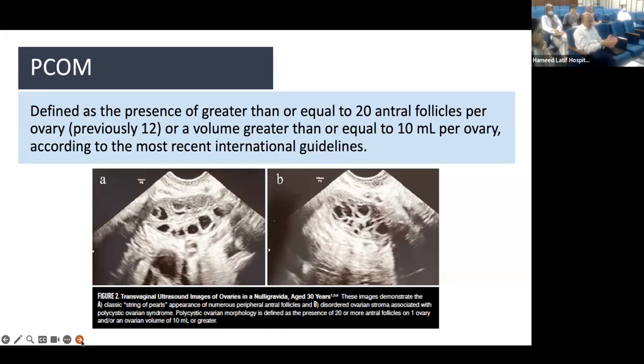So I can continue to practice what I think is giving me better results in my patients, but I cannot really teach that. So the antral follicle count is now 20, but I start treating women as PCO patients if they have 12 to 14 antral follicles on vaginal ultrasound. I start treating them as PCO.